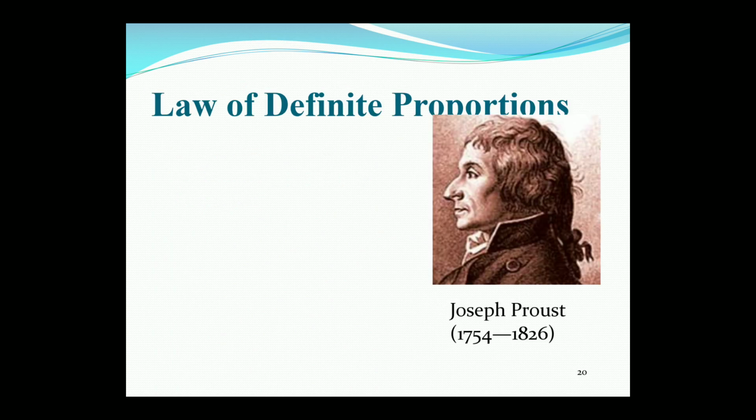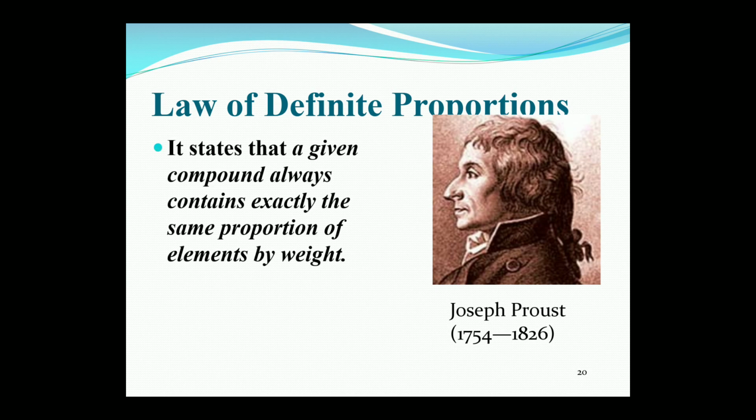Okay, and the next one is the law of definite proportion, which was given by Joseph Proust, 1754 to 1826. It states that a given compound always contains exactly the same proportion of elements by weight. This is the second law, given by Joseph Proust. According to this, any given compound always contains exactly the same proportion of elements by weight.